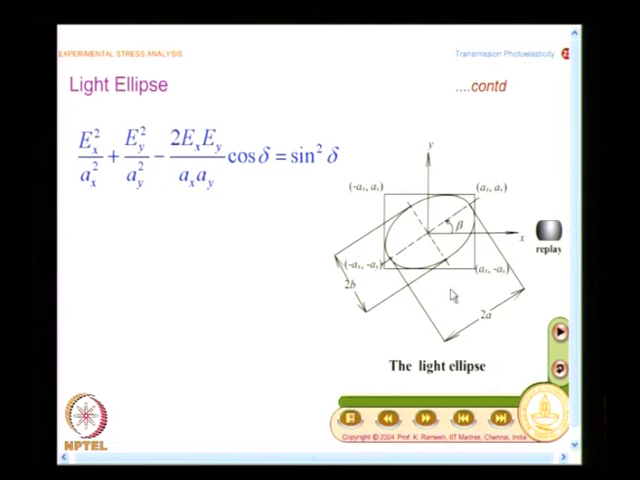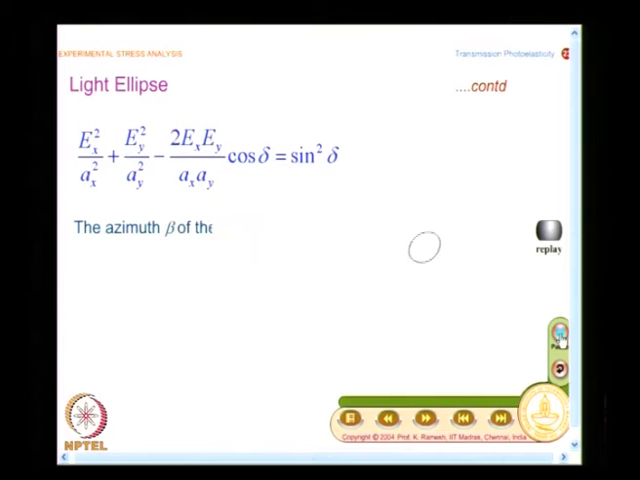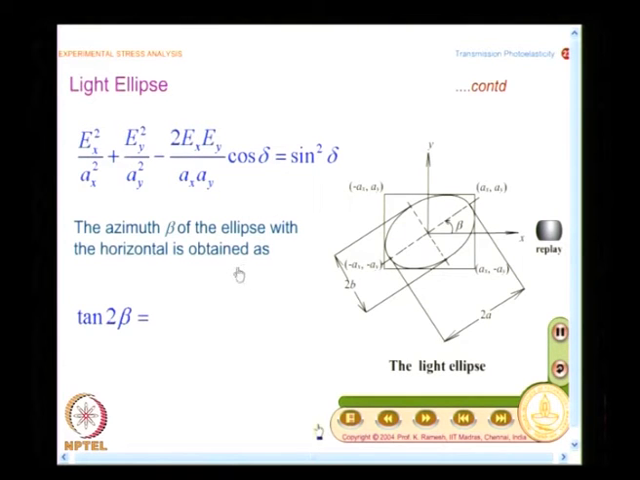That is not our focus, so we will not really determine that, but we will definitely find out what is the expression for beta, and we will directly take that result from what is available in the literature. We will not derive it, and what I have here is the azimuth beta of the ellipse with the horizontal is obtained as given as tan 2 beta, and that is given in terms of the amplitudes 2 A x A y divided by A x squared minus A y squared into cos delta.